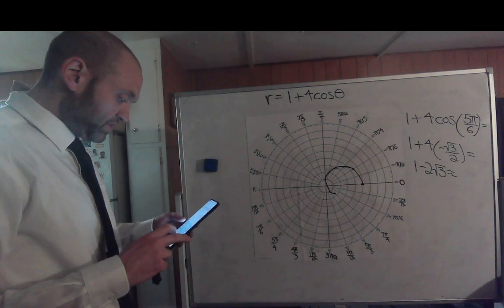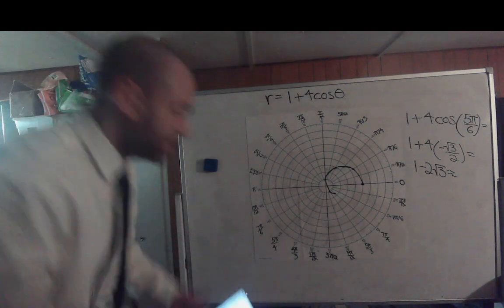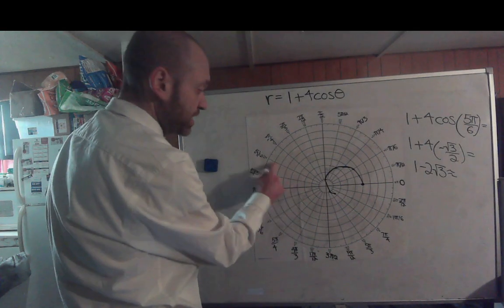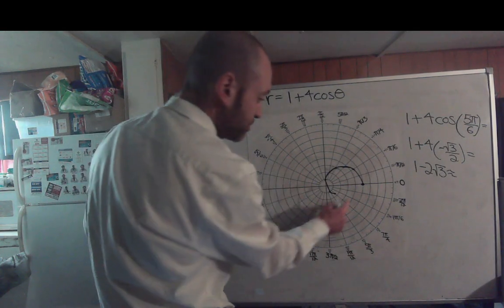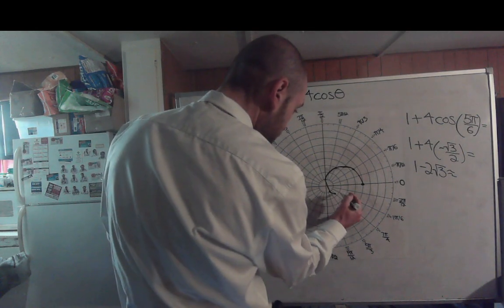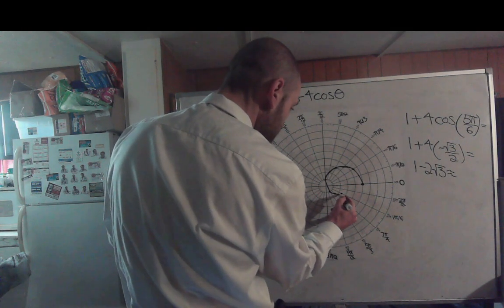Alright, so negative 2 times the square root of 3 plus 1 is about negative 2.46. Well, if I'm going in the negative direction on 5 pi over 6, that'll actually put me on the 11 pi over 6 axis. So I'm going to be about right there, about negative 2.46.